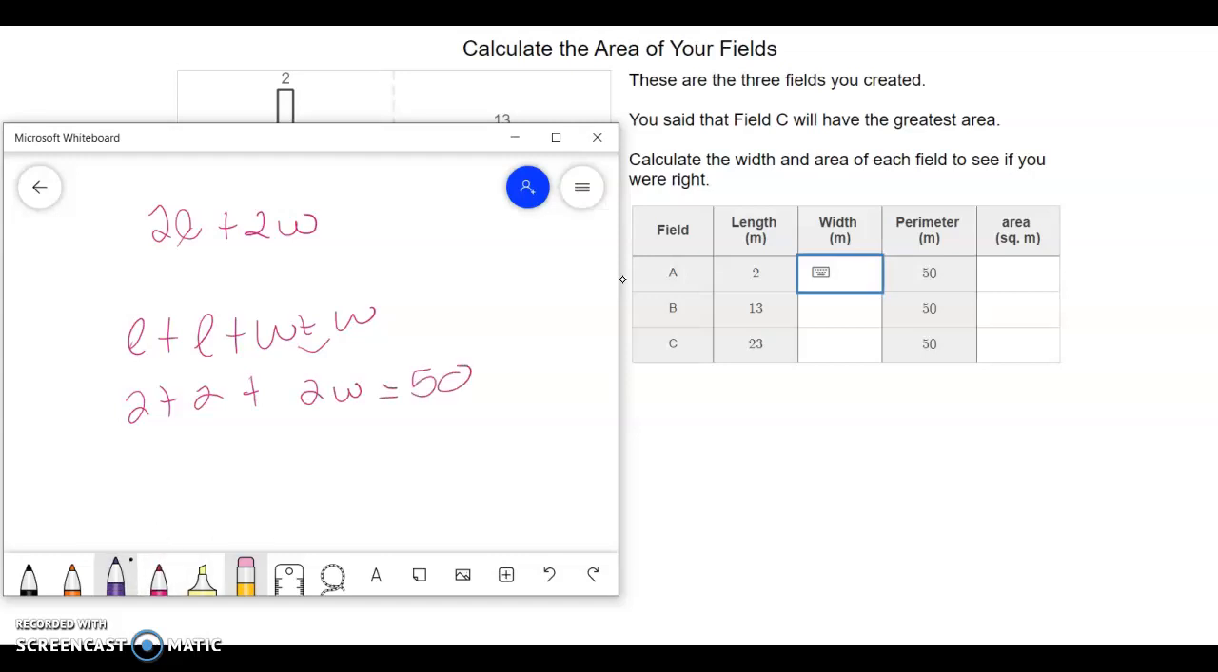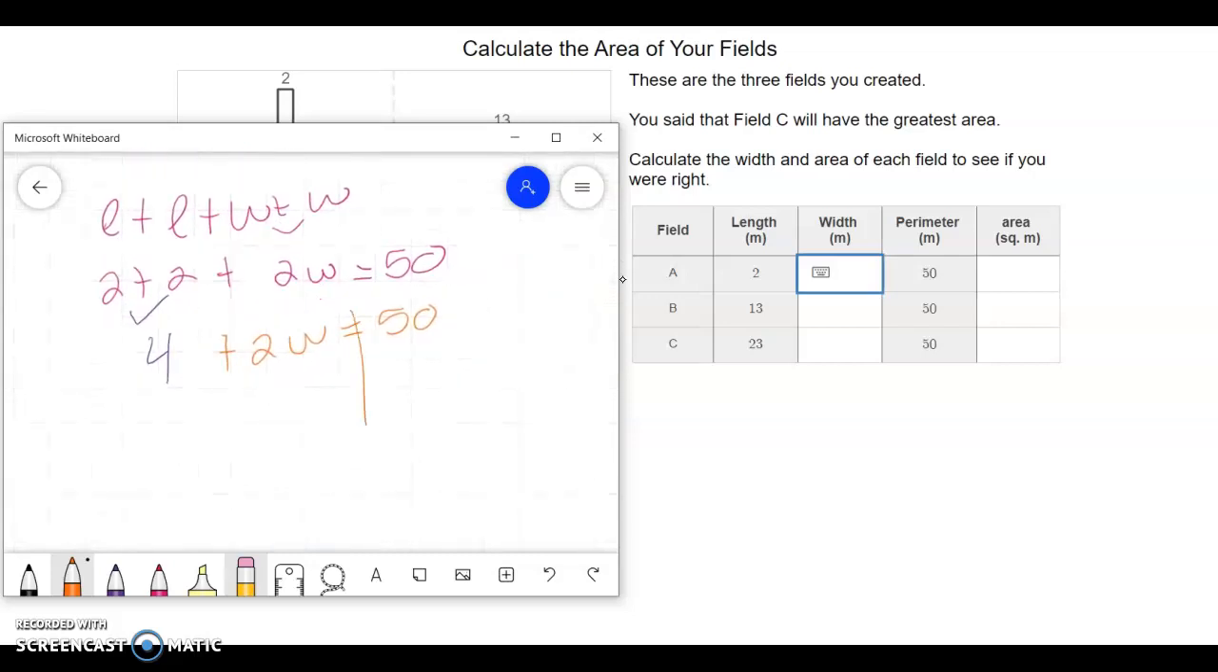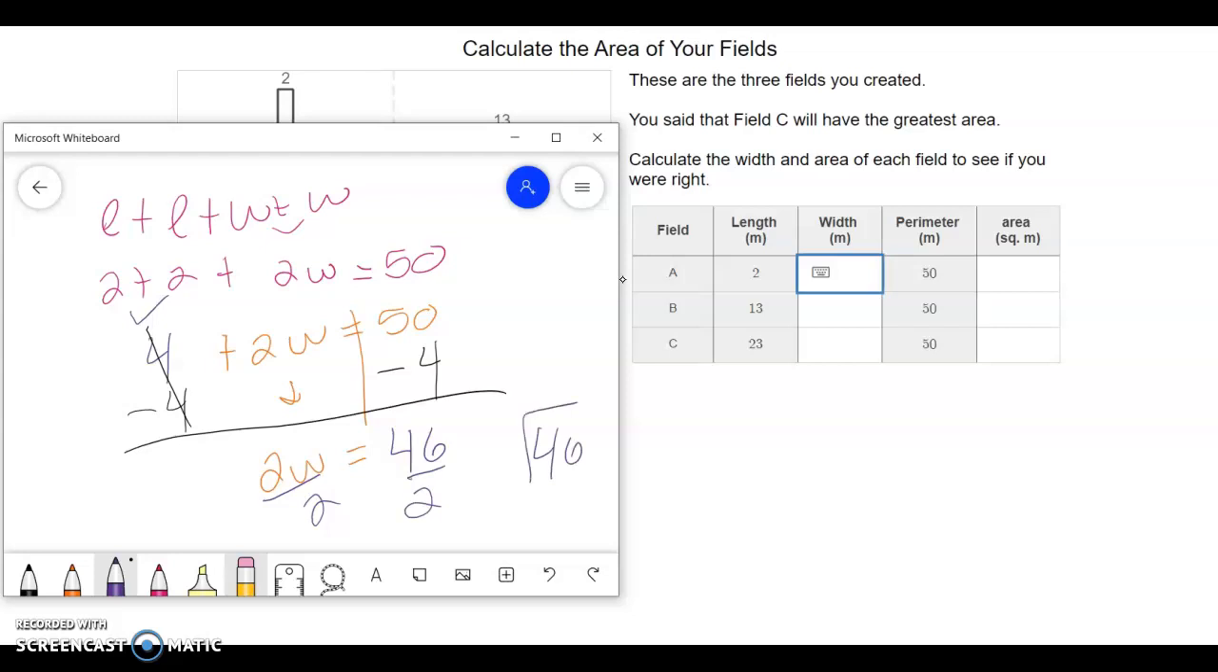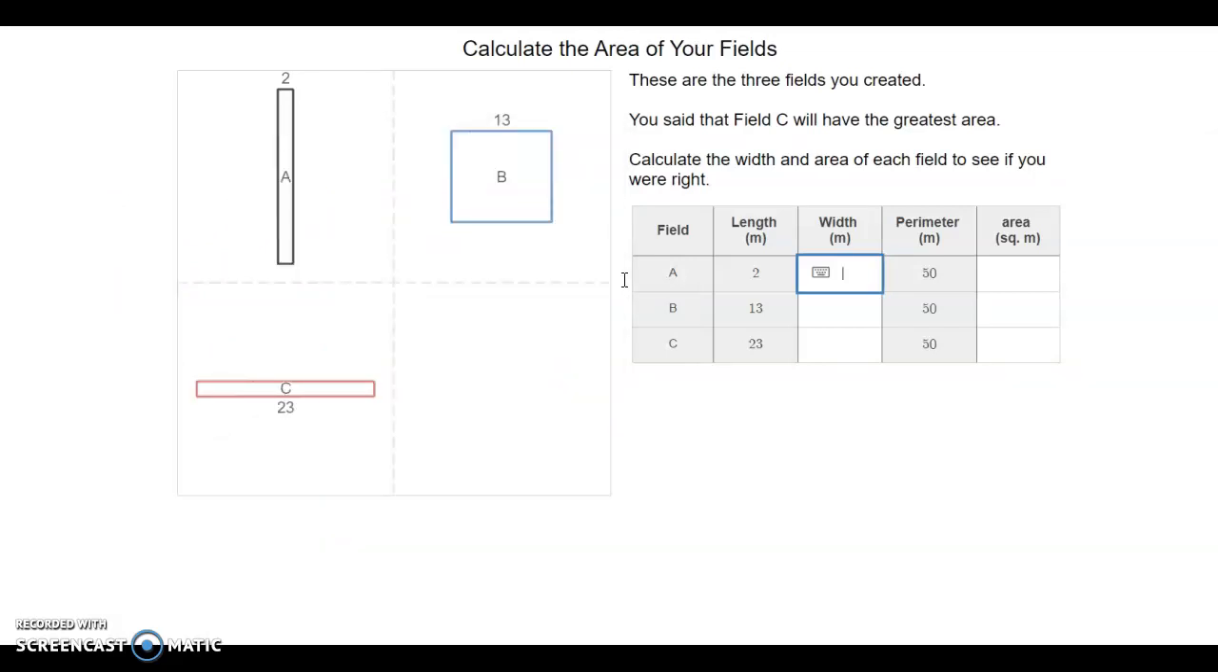So I need to figure out the width. If I combine these two, now I have 4 plus 2W, and now I have a 2-step equation. I need to get the W by itself so I can figure it out. What I need to do is subtract 4 from 50, and these cancel. I bring down my 2W. 50 minus 4 is going to give me 46. And if I divide it by 2, I'm going to get 23. So my width for the first one is 23.